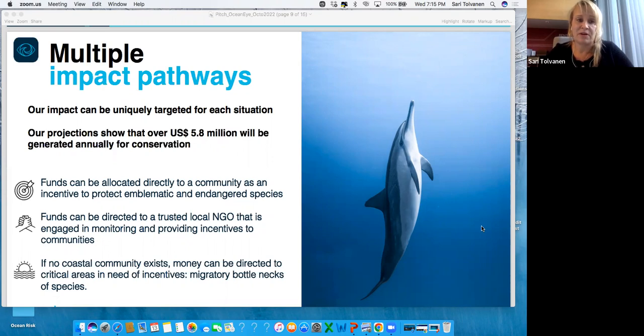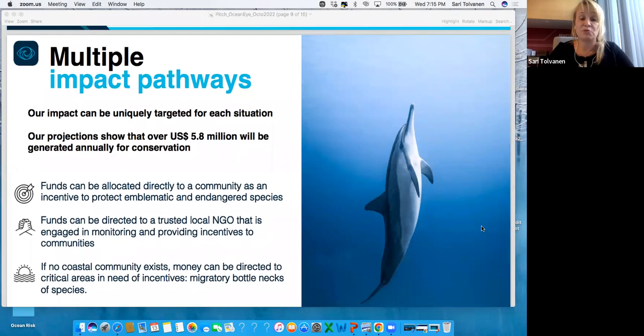So for example, we're looking at projects in Timor-Leste, where blue whales migrate to Antarctica, and there's a lot of need in the coastal communities. We could do a lot with the money collected in Antarctica, where there are no coastal communities, so we could work at the bottleneck of the migratory path. So we're open to all kinds of ideas on how we could use the money and what kind of projects there might already be that we could contribute to.